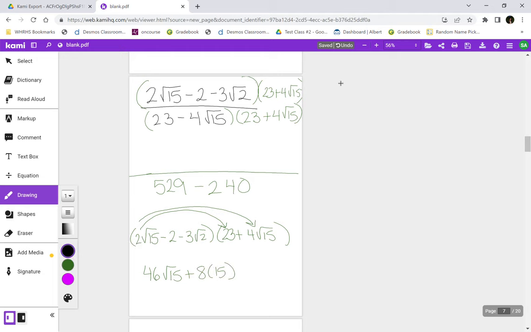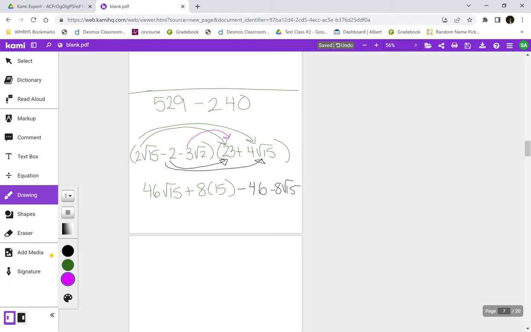All right, and moving on to the negative 2. Negative 2 times 23 is a negative 46. Negative 2 times 4 root 15 is a negative 8 root 15. Last one, the negative 3 root 2. Negative 3 root 2 times 23 is a negative, is that 69 root 2? Negative 3 root 2 times 4 root 15 is a negative 12 root 30. You guys got to catch my algebra in case I'm messing anything up.